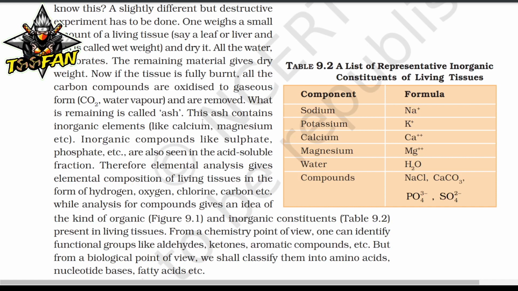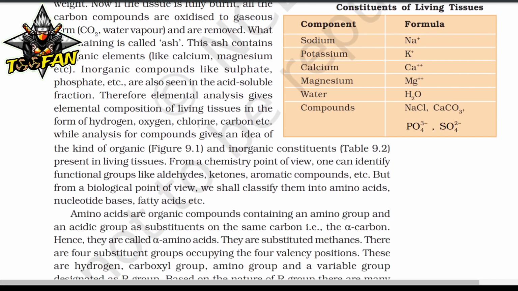From a chemistry point of view, one can identify functional groups like aldehyde, ketone, aromatic compound, etc. But from a biological point of view, we shall classify them into amino acid, nucleotide base, fatty acid, etc. Amino acids are organic compounds containing an amino group and an acidic group as substituent on the same carbon, that is the alpha carbon. Hence they are called alpha amino acids.